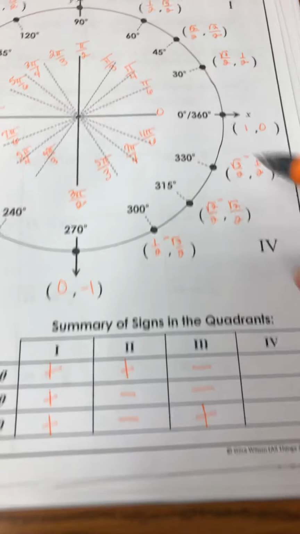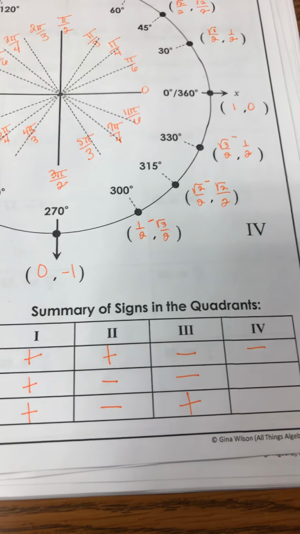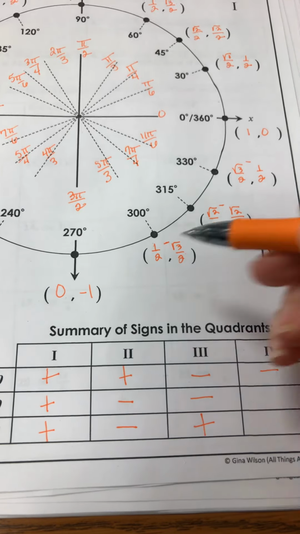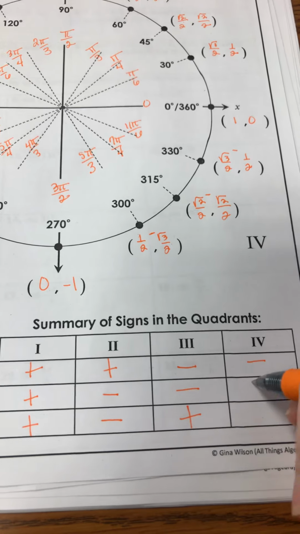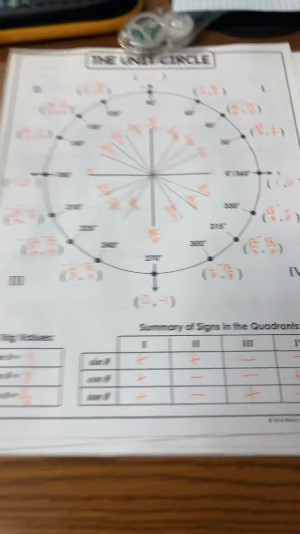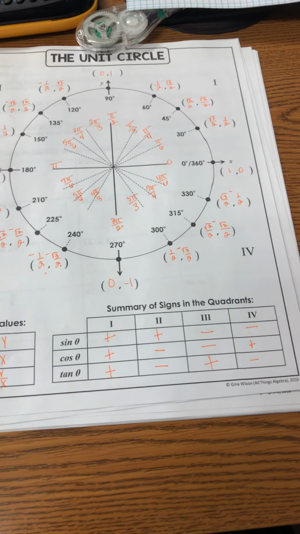Now quadrant 4, your sine, which is your y values, all of those are negative. And then if you look at your cosine values, which are your x's, all of those are positive. So a negative over a positive is a negative. And there we go. We have figured every one of them out and where they came from.